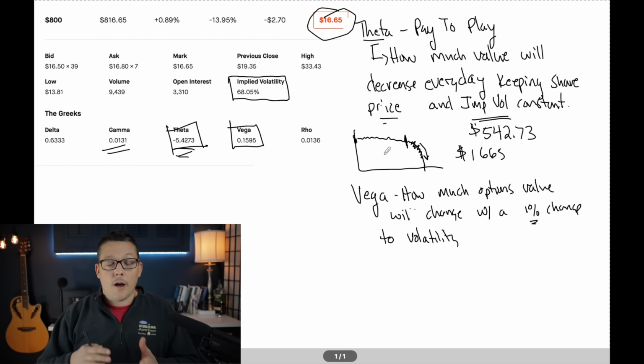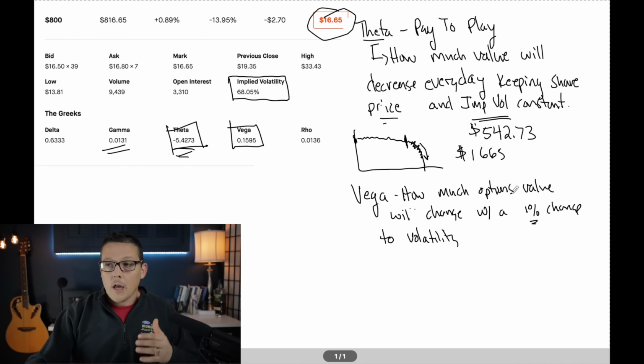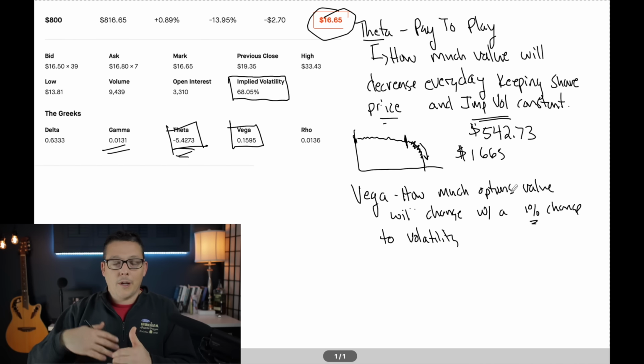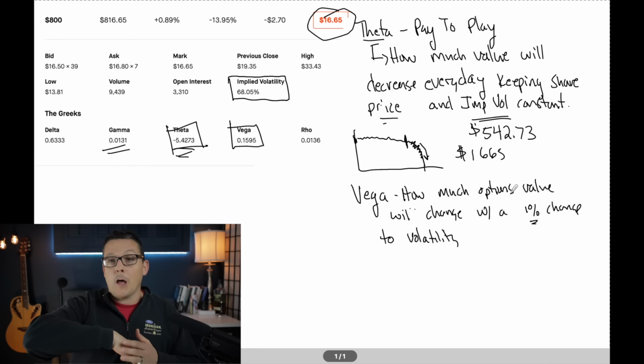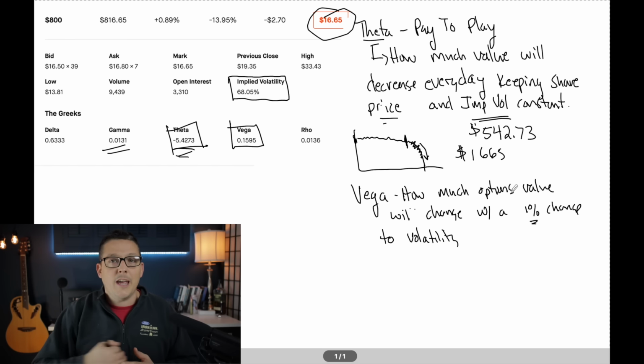You might have heard something called IV crush before. This really happens around earnings, and it's why it's really recommended that we don't buy calls before earnings, because before earnings, volatility is super high. And then after the earnings call comes out and we get all that information, what happens? Implied volatility just dives and Vega just crushes option premiums.